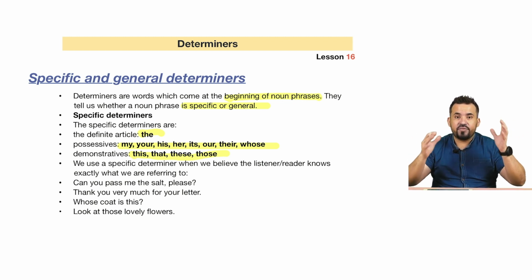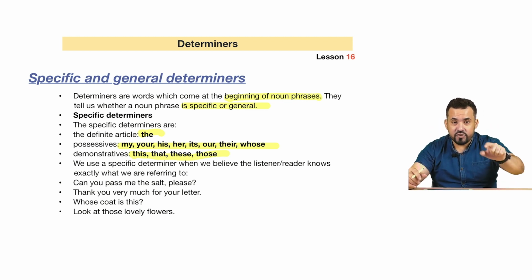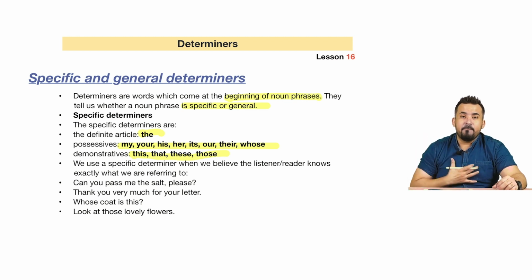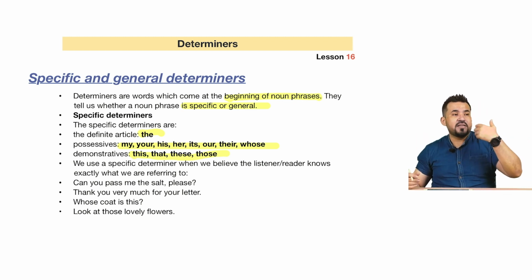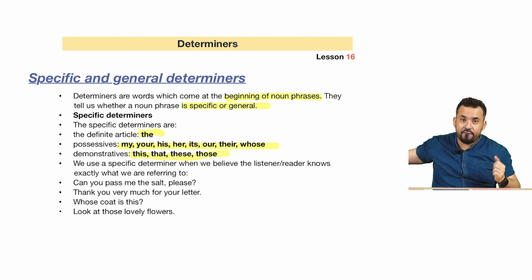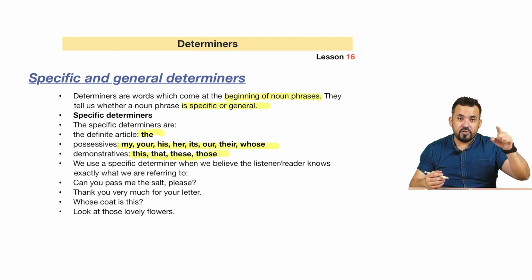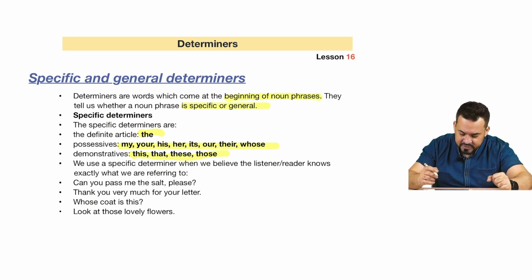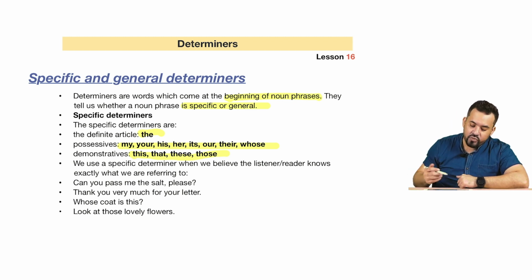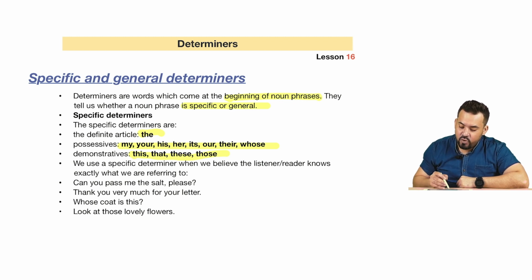So if I say this guy or that car or these dogs, I'm using specific determiners because I'm saying which one. Or if I say my house, or his company or her office, that is also specific determiners because I'm talking about something very specific. We use possessives or demonstrative pronouns to talk about determiners. We use a specific determiner when we believe that the listener or reader knows exactly what we are referring to.